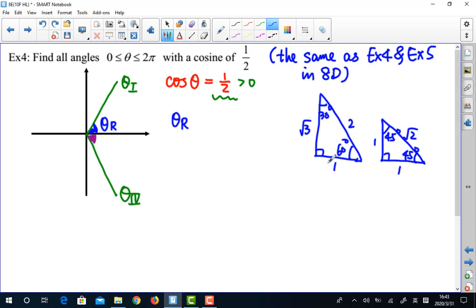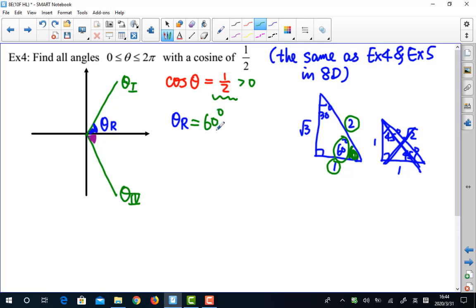So if you want 1/2, it only can occur in this right triangle rather than this one. So this right triangle is not gonna work for this cosine theta equals 1/2. So what is the reference angle? You want adjacent over the hypotenuse. So the reference angle is 60 degrees.